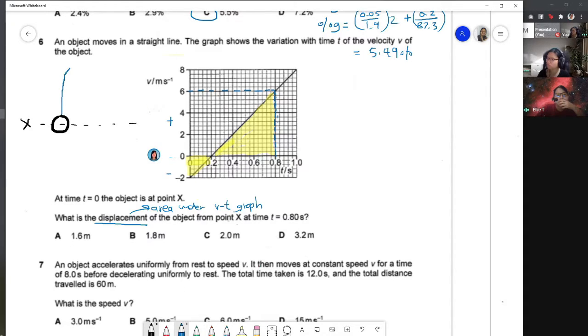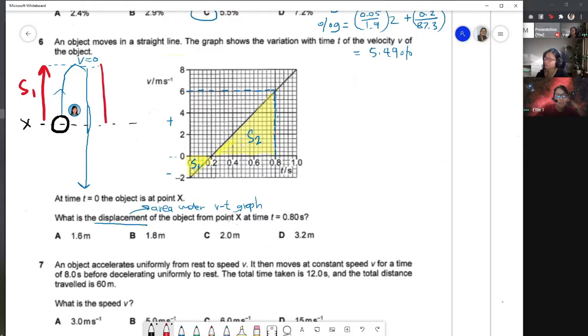So maybe it could be something like this. Maybe the ball goes up, then it starts to come down. Then up there it will stop moving. Oh, so this means here to here is S1, and then the first part, here to here is S2, the second area. So we can find the areas separately.